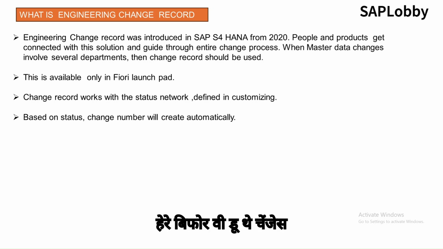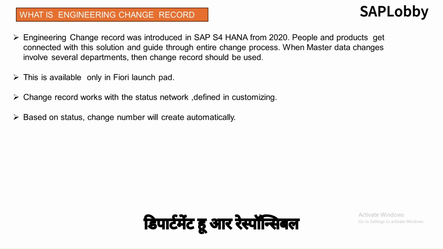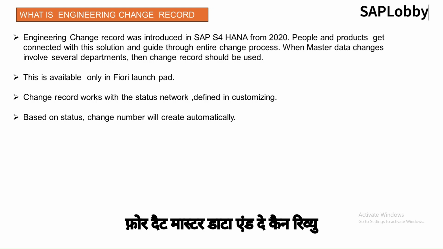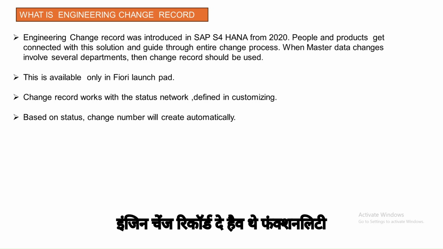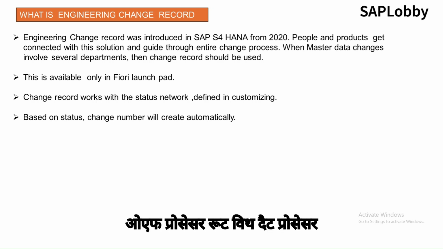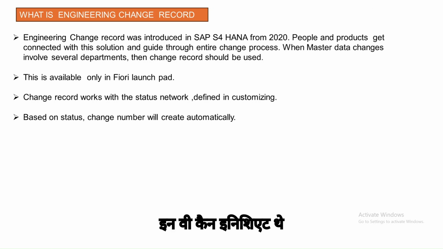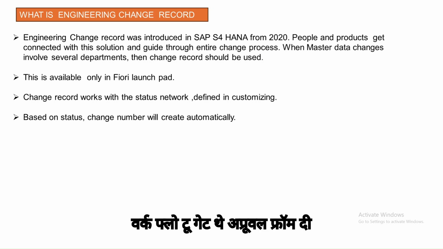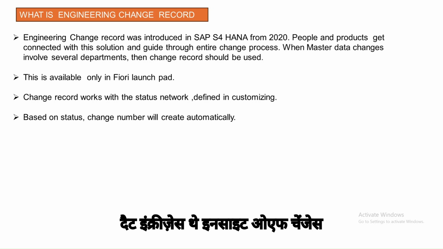So here, before we do the changes, we can propose our changes to all the departments who are responsible for that master data, and they can review and approve. In the engineering change record, they have the functionality of process route. With that process route, we can initiate the workflow to get the approval from the corresponding department to review and approve. So that increases the insight of changes.